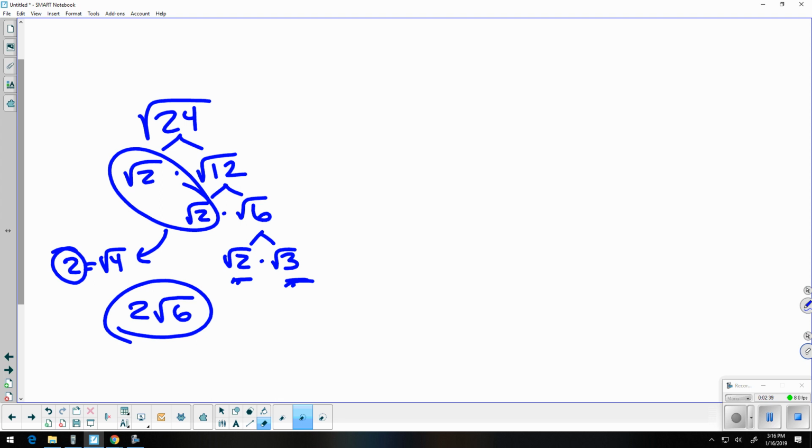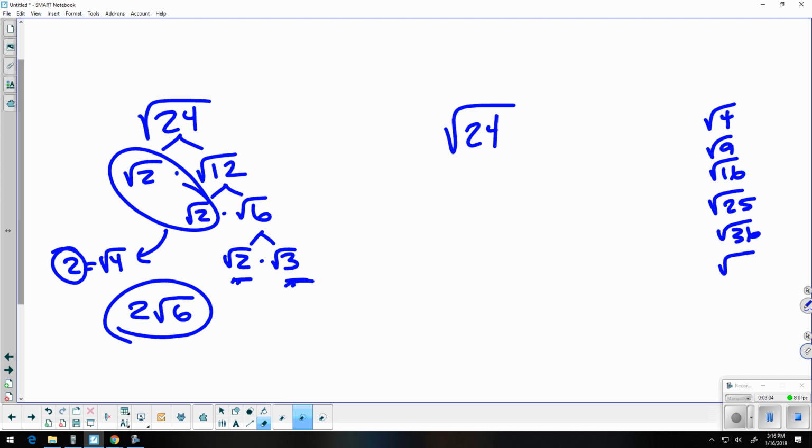Or similarly, you can do something a little bit different. Another way to simplify the square root of 24 is to try to find the biggest perfect square that divides into 24. Here are your perfect squares: 4, 9, 16, 25, 36, 49, 64, and after 64 would be 81, and so on and so forth. One's not going to be useful, so you want to start with 4.